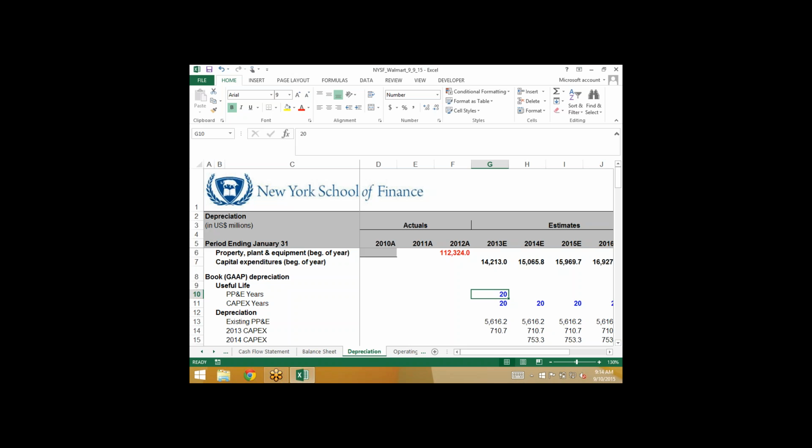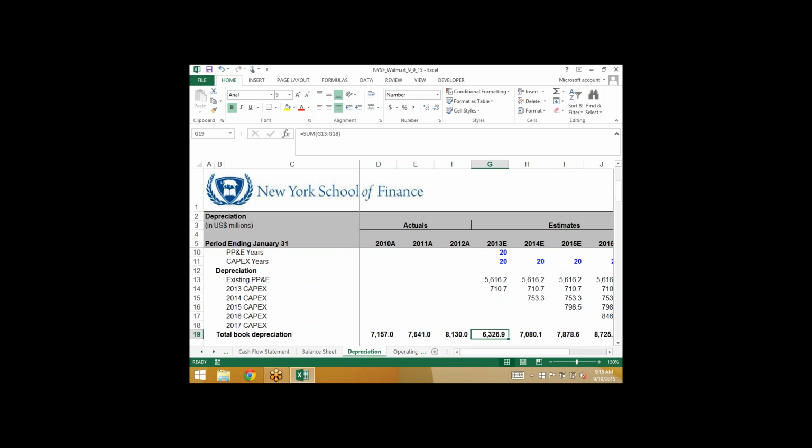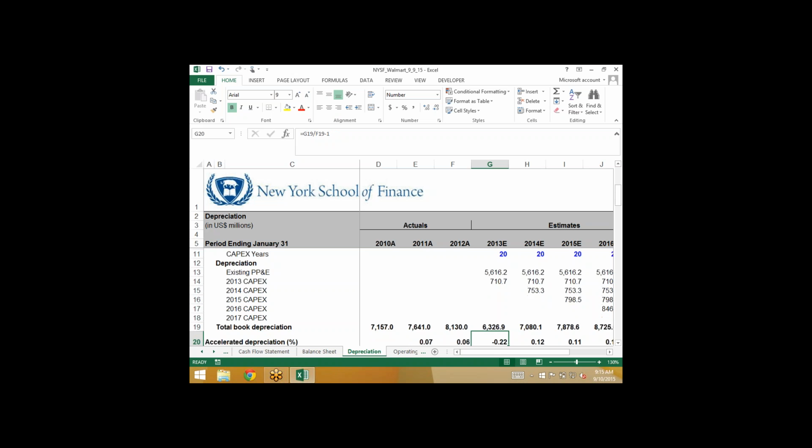Yep. So the best thing to do, unless you have the actual schedule of the properties that they purchased and when they purchased it, is to tweak that number. I want a depreciation that reflects this trend. No matter how much you've analyzed, this trend needs to be consistent. That's where depreciation should be. Otherwise, there's something wrong.